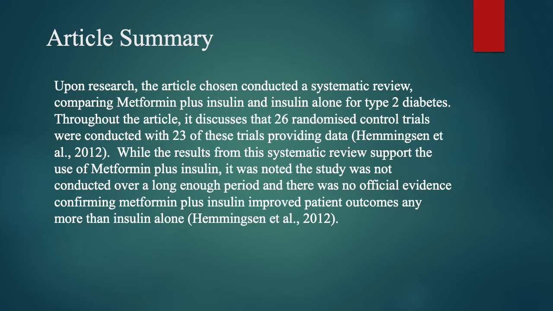Upon research, the article chosen conducted a systematic review, comparing metformin plus insulin and insulin alone for type 2 diabetes, which I discussed in the previous slide. Throughout the article, it discusses that 26 randomized control trials were conducted, with 23 of these trials providing data. While the results from this systematic review support the use of metformin plus insulin, it was noted that the study was not conducted over a long enough period of time, and there was no official evidence confirming that metformin plus insulin improved patient outcomes any more than insulin alone.